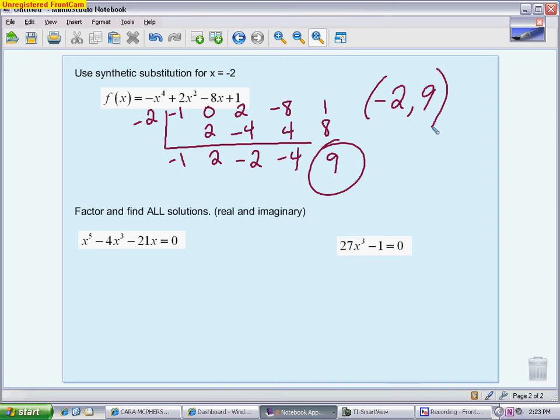If you want to check your work on something like this, you could plug it in directly. Please be careful with parentheses. You will have to keep parentheses around this the whole time. Plug it into your function and make sure you get the same value.